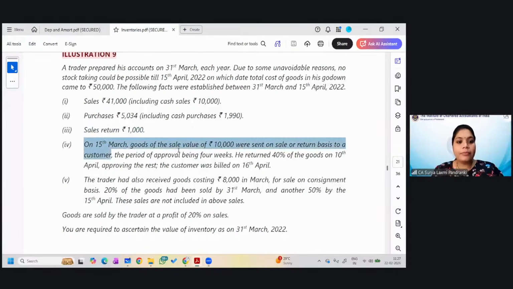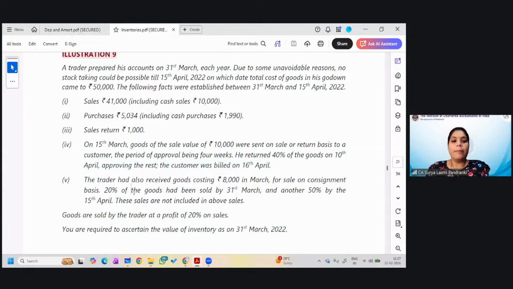Okay. And then look at this point. I think these two are the main things in this question. So on 15th March, what happened? Goods of the sale value 10,000 were sent on sale or return basis to a customer, the period of approval being 4 weeks. So what is this, sale or return basis, and approval and all those things? I'll tell you how it actually works. Then we will discuss this point.